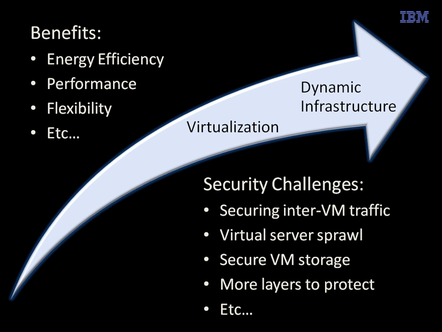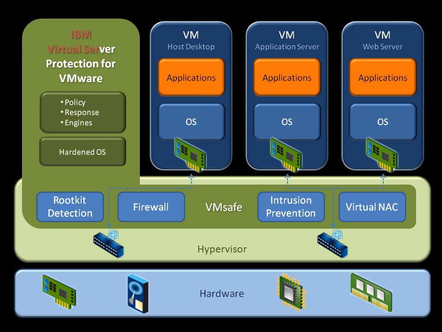Solving the problem of security in a virtual environment requires a new way of thinking about security, which is why we are introducing IBM Virtual Server Protection for VMware, an integrated threat mitigation solution for your virtual environment. IBM Virtual Server Protection, or VSP for short, integrates with VMware's VM-Safe Security Framework API to leverage the hypervisor to deliver integrated and optimized security for virtual environments.